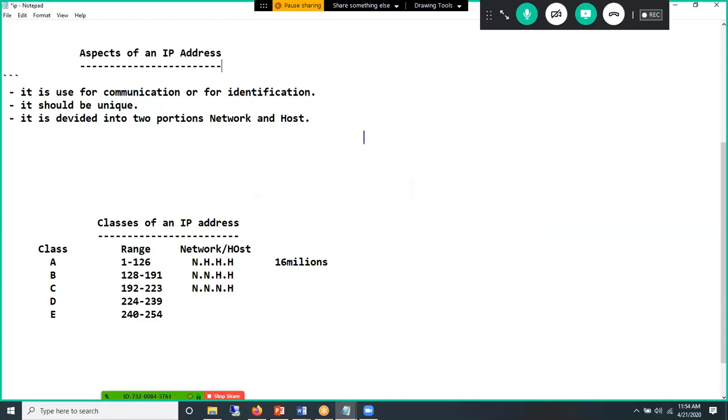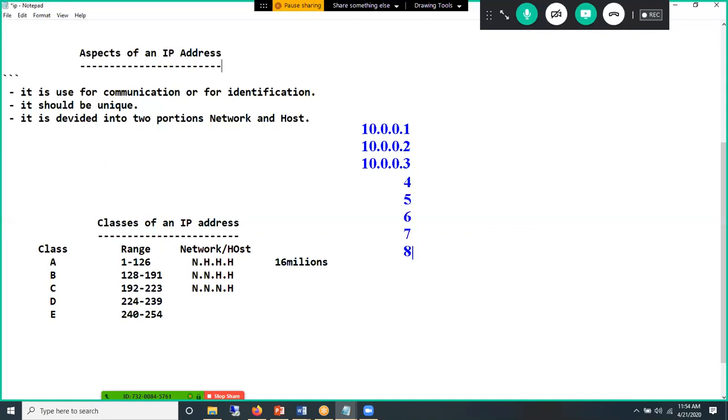Now coming to our example, suppose I have a class A address, 10.0.0.1. This is my first IP address. I have a machine, and I give it the IP address 10.0.0.1 for the first time. Similarly, I have another machine, and I give it the IP address 10.0.0.2. Another machine gets 10.0.0.3. Then I'll give IP 4, then 5, then 6, then 7, then 8. Like this, I start giving IP addresses.